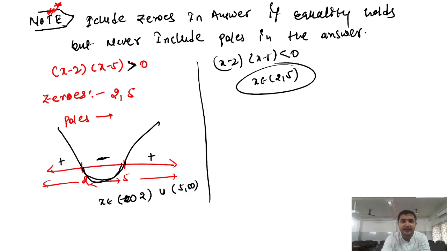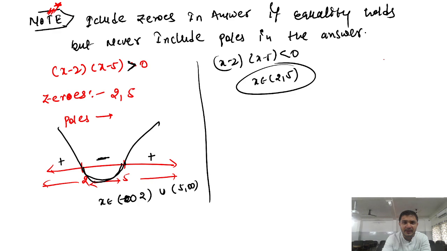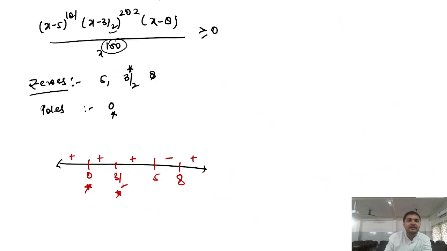Yes, that is what we have written over there. Do not change the sign of points whose factor has an even power. Whenever we have even powers, we mark them with a star so that we won't change the sign. At 3 by 2 we have an even power, so plus will remain. In the next set also it is plus. Here also we have stars, so in the next set also it will be plus. Okay, we won't be changing the sign.